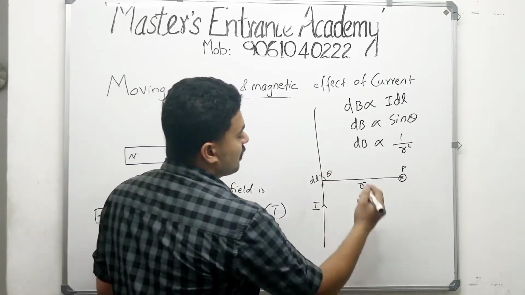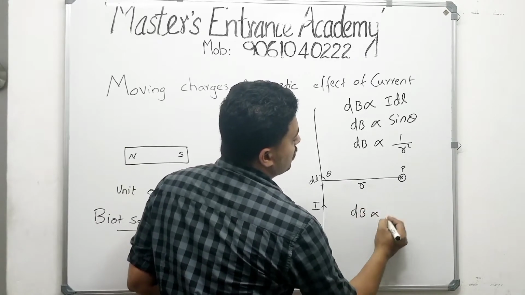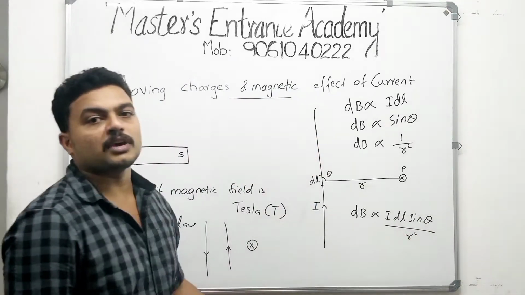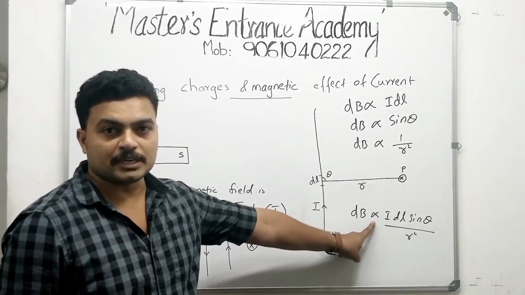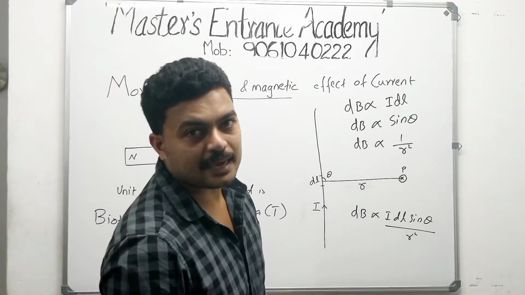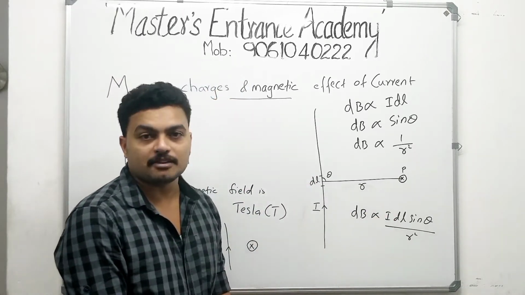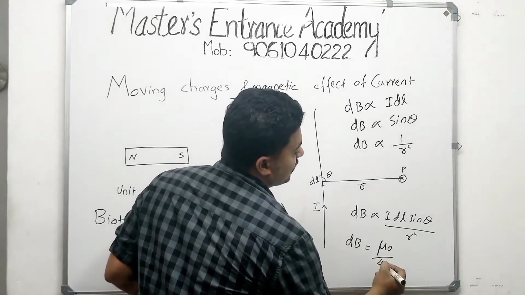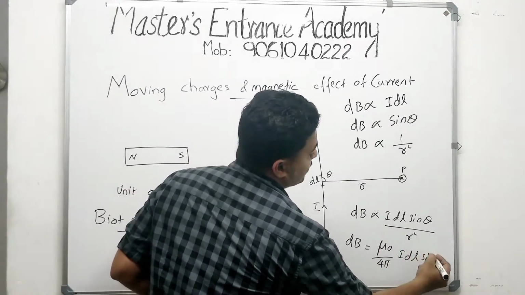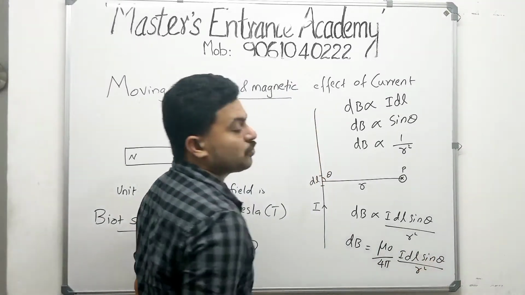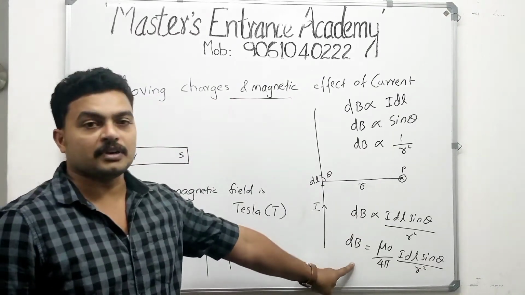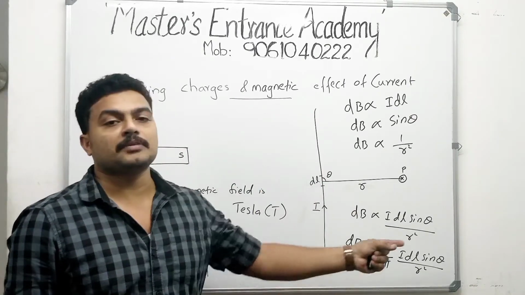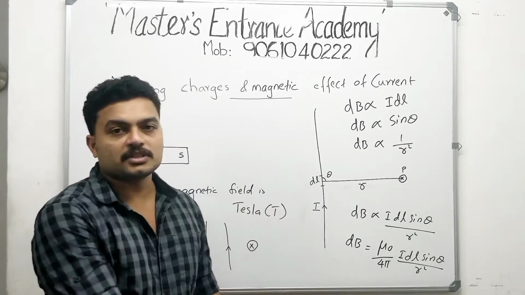So we conclude that dB is proportional to I dl sin theta upon r square. To remove the proportionality, we introduce a constant k, and the value of k is mu naught by 4 pi. So dB is equal to mu naught by 4 pi into I dl sin theta by r square. For a current carrying conductor, this is the magnetic field for a small element dl. For the entire length, we have to integrate. So this is Biot-Savart law.